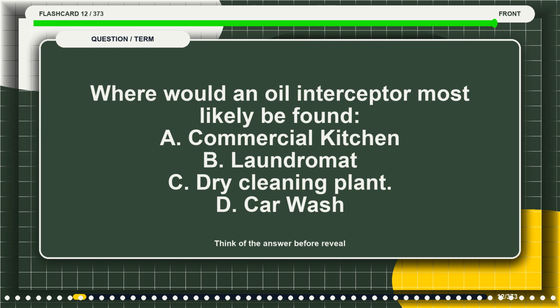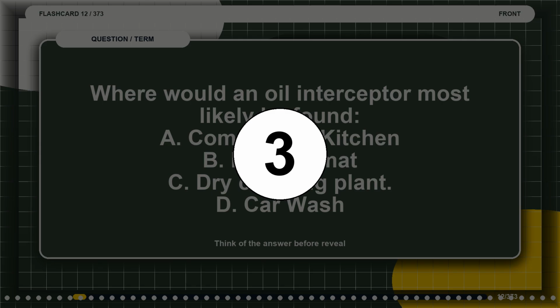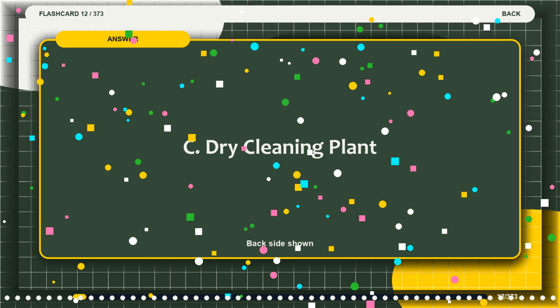Flashcard 12. Where would an oil interceptor most likely be found? A. Commercial kitchen. B. Laundromat. C. Dry cleaning plant. D. Car wash. Think of the answer before the reveal. The answer is C. Dry cleaning plant.